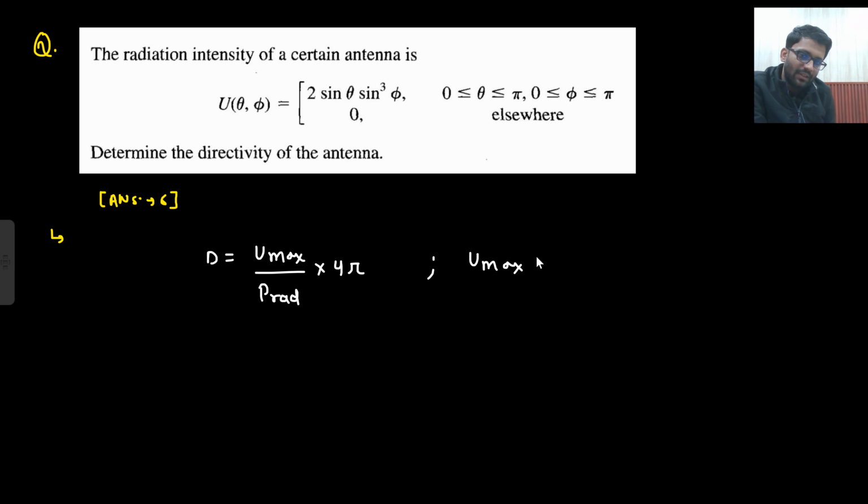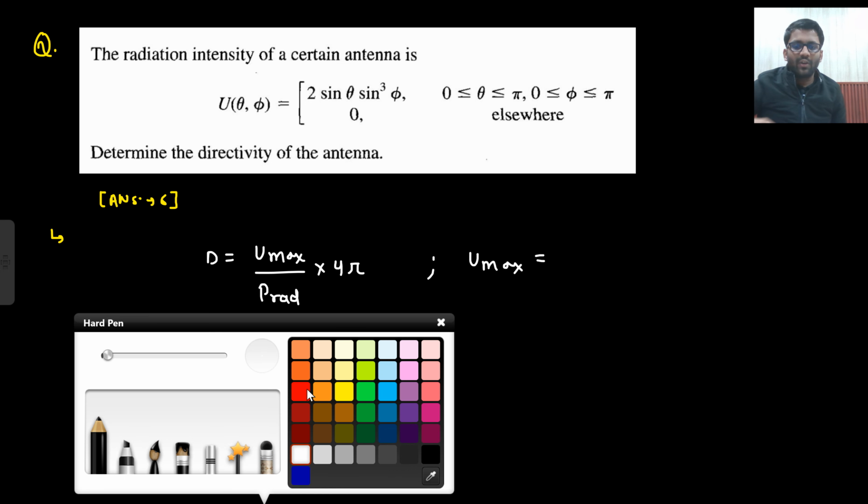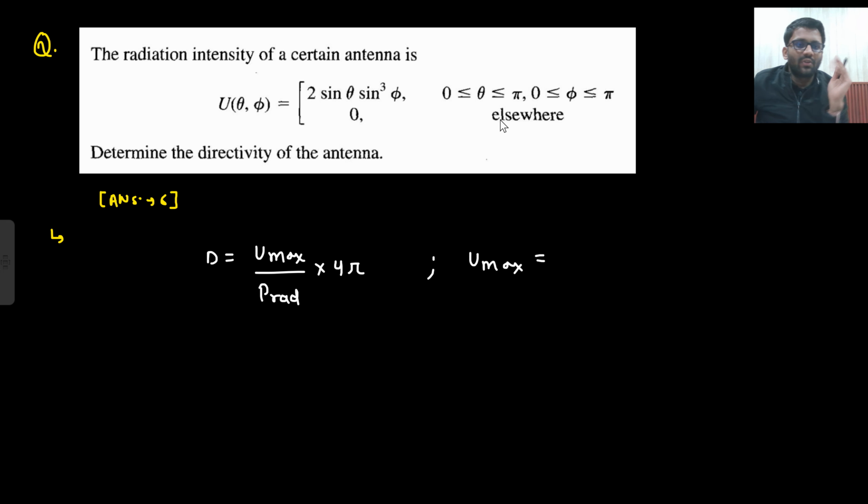What will be my U max? Here you don't need to apply any sinusoid or cosinusoid relation. Why is that so? Because this function has its own limits. One function has the limit of theta, and the other has the limit of phi. Theta is from 0 to pi, and phi is from 0 to pi. Both are from 0 to pi only.